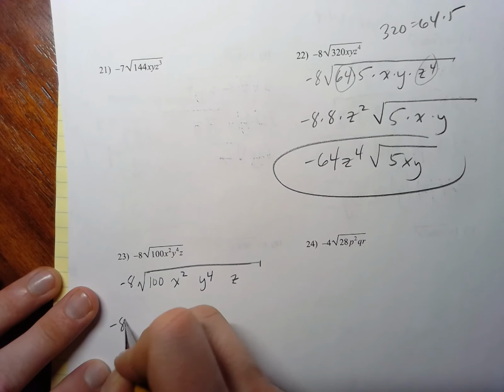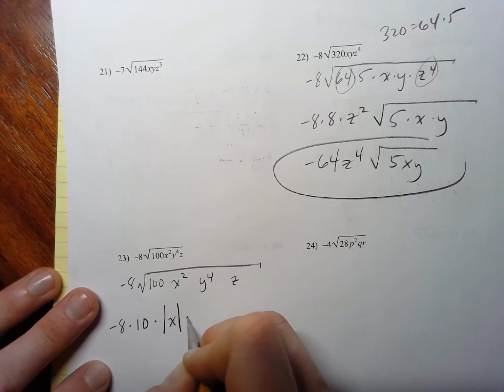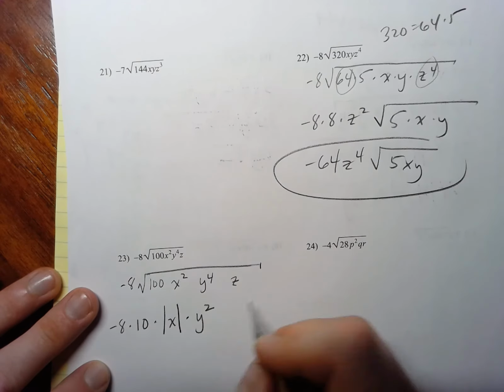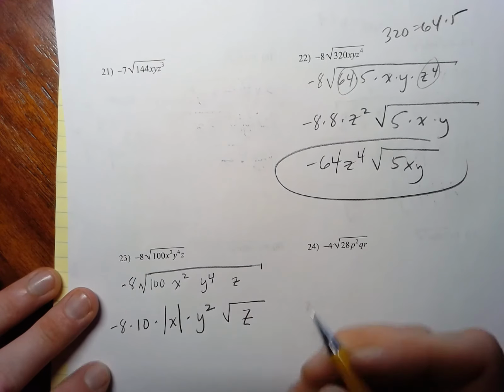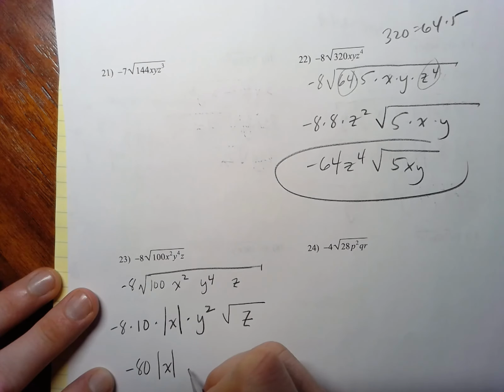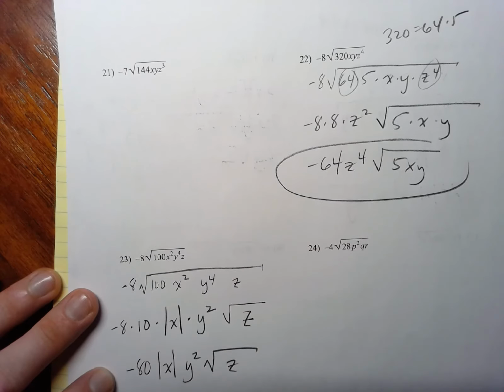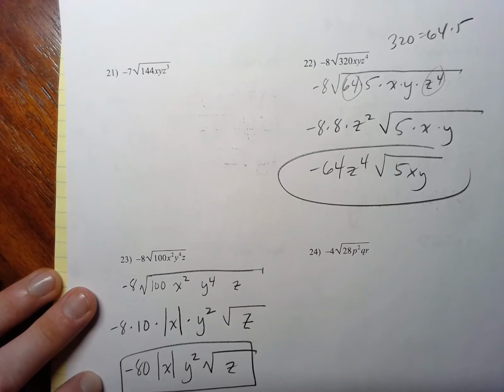So let's pull that out. Let's pull out the 10, let's pull out the absolute value of x, let's pull out the y squared, and let's leave the z under here. So we've got negative 80 absolute value of x, y squared times the square root of z.